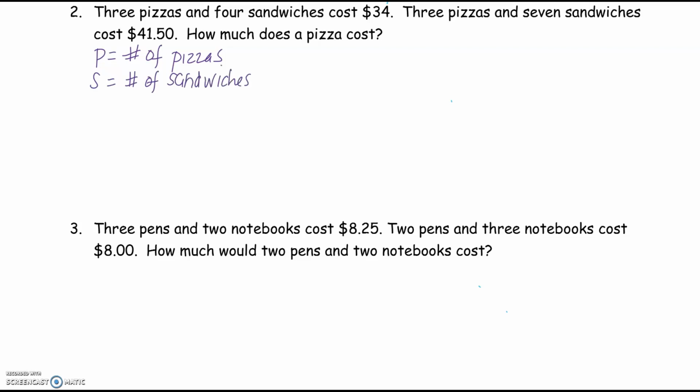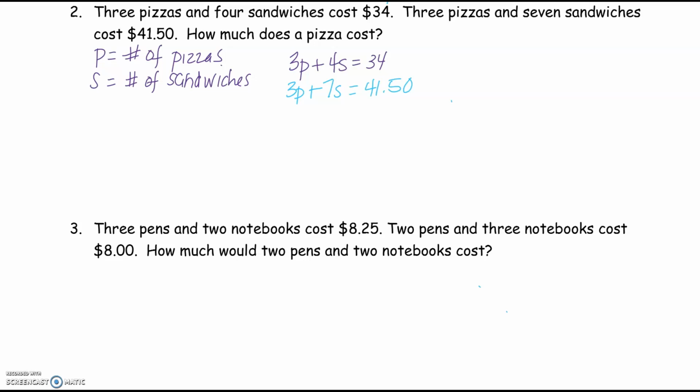Three pizzas and 4 sandwiches: 3P plus 4S equals $34. Then we have 3 pizzas and 7 sandwiches: 3P plus 7S is $41.50. We have our 2 equations.